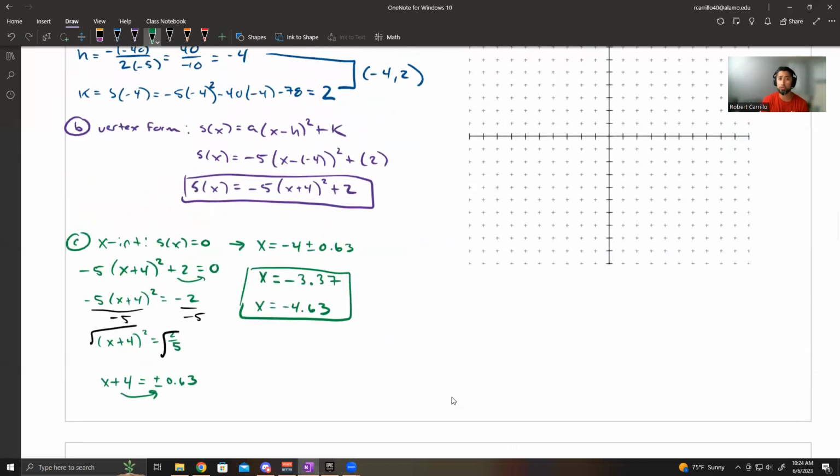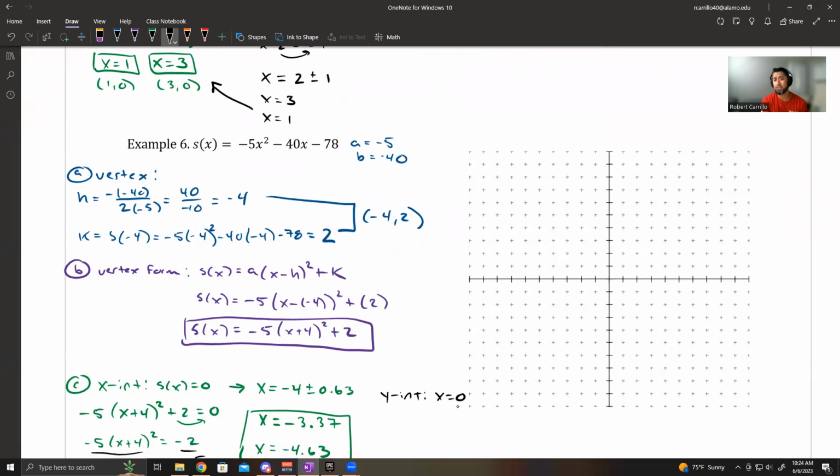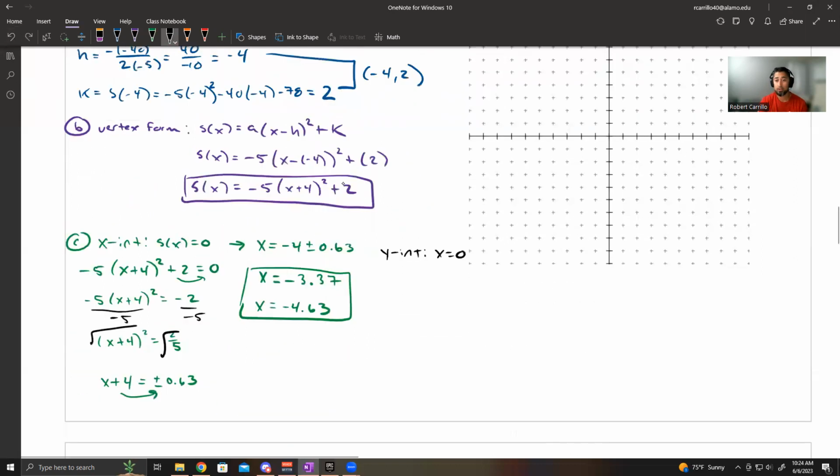And you can change them to coordinates if you want. All right. Y-intercept is always nice. We let x equal 0. That means we come back, look at the original function. If you plug in 0, that's 0, that's 0, and you're left with -78. So this means that S of 0 is -78, which doesn't fit in our graph, but we'll just make it up as we go.